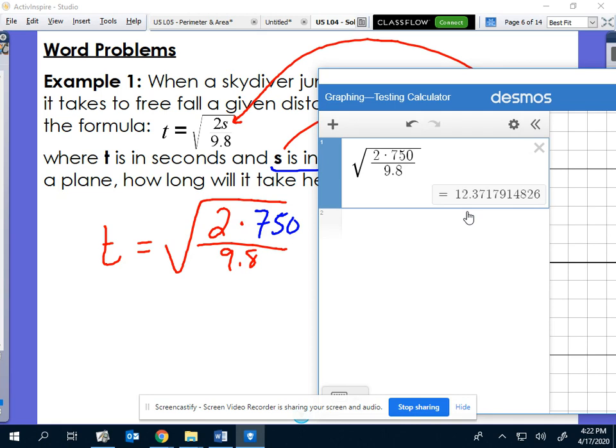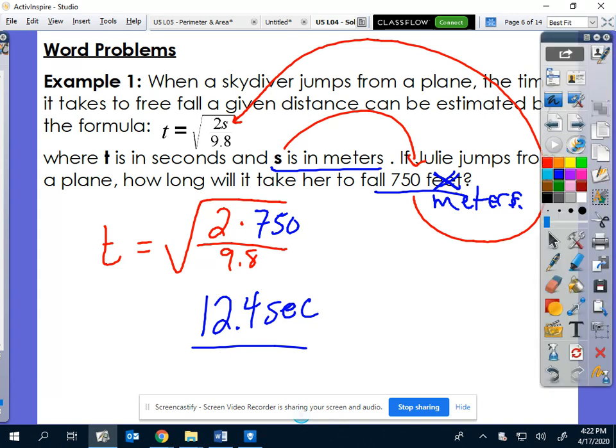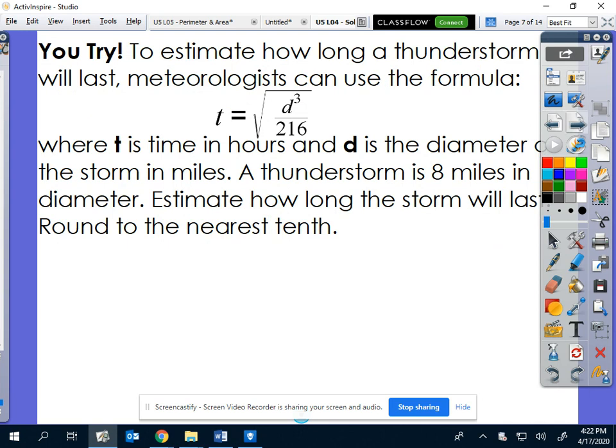750 meters isn't incredibly high. So that's about 12.4 seconds where we can free fall before pulling the parachute cord. So very, very easy. All you're doing is plugging that value in. Okay, keep it simple. I want you to try this one.